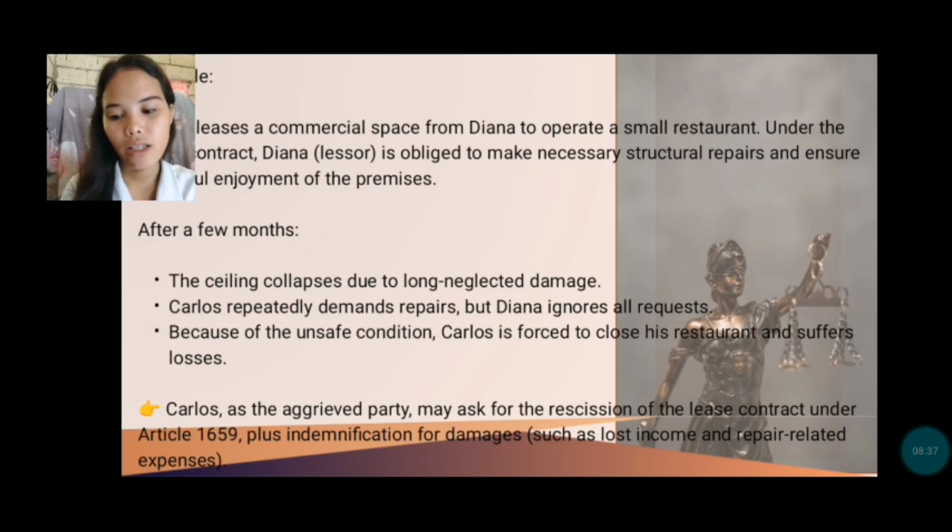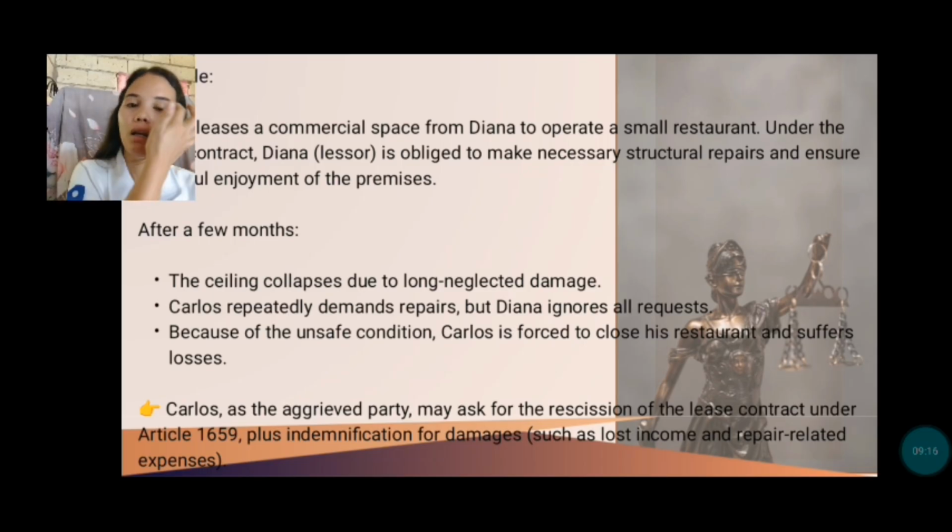So, here's the example. Carlos leases a commercial space from Diana to operate a small restaurant. Under the lease contract, Diana, the lessor, is obliged to make necessary structural repairs and ensure peaceful enjoyment of the premises. After a few months, the ceiling collapsed due to long neglected damage. So, Carlos repeatedly demands repairs, but Diana ignores all requests. Because of the unsafe condition, Carlos is forced to close his restaurant and suffers losses.